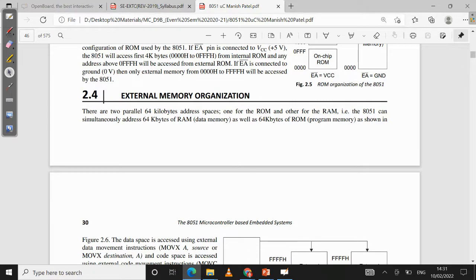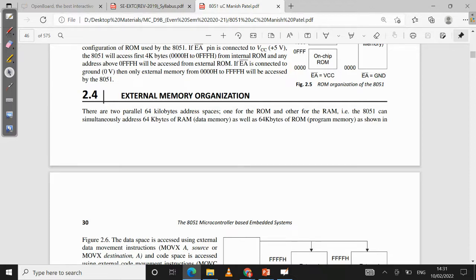Yes, now this is important. External memory organization. I want everyone to write down this heading, external memory organization. This is important. This will again create confusion. This concept will be helpful for you to understand how you connect your external RAM and your external ROM, and what the supporting instructions are which will help you access the external memory. It may be ROM or RAM.